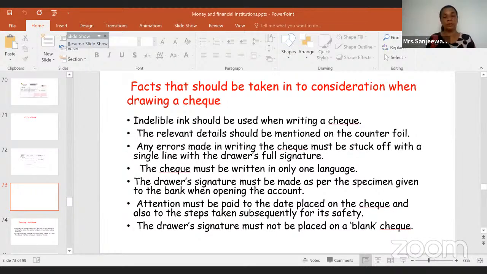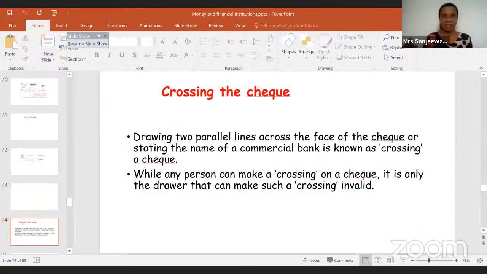And the signature of the drawer should not be placed on a blank check. You need to check whether the check has been written properly. Then we'll see what crossing a check is, children. What is crossing? Drawing two parallel lines across the face of a check, or stating the name of a commercial bank, is known as crossing a check.